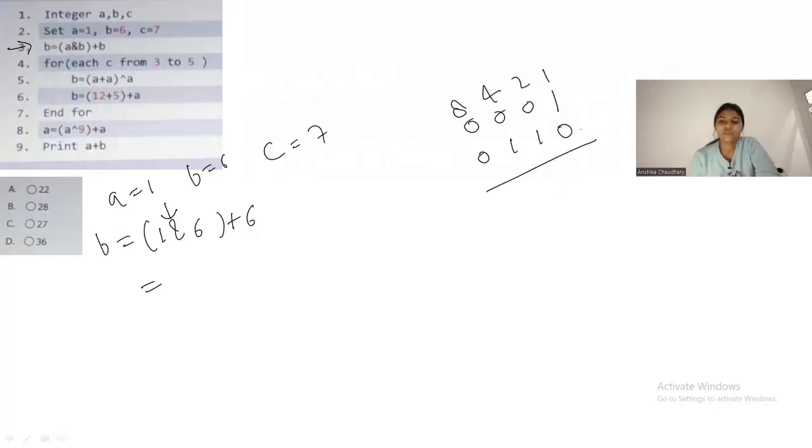8421, right? And 10 will give us 0, 0, 1, 0, 0, 1, 0, 0, 0, 0. So it will become 0 plus 6, so it will become 6. So the v value is now 6, right?